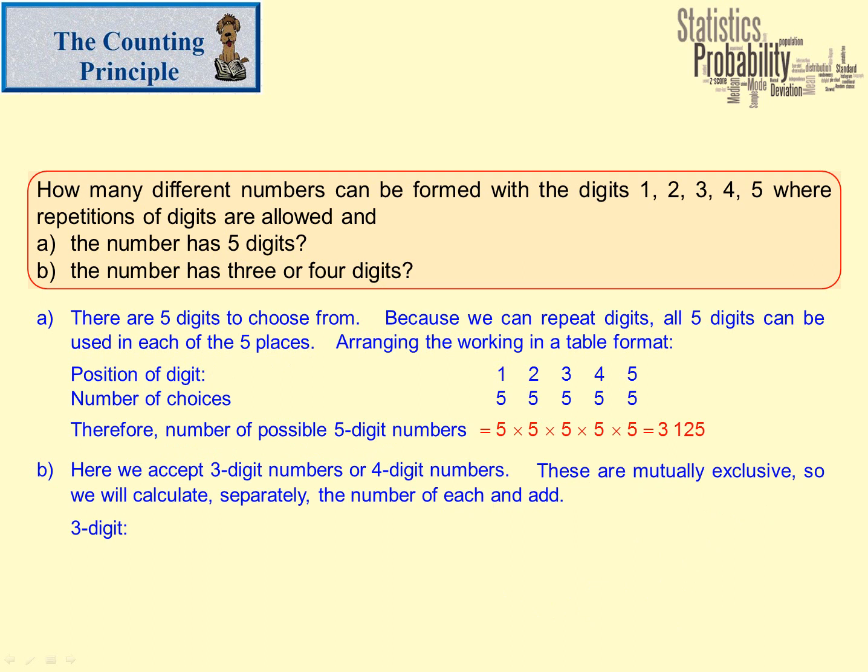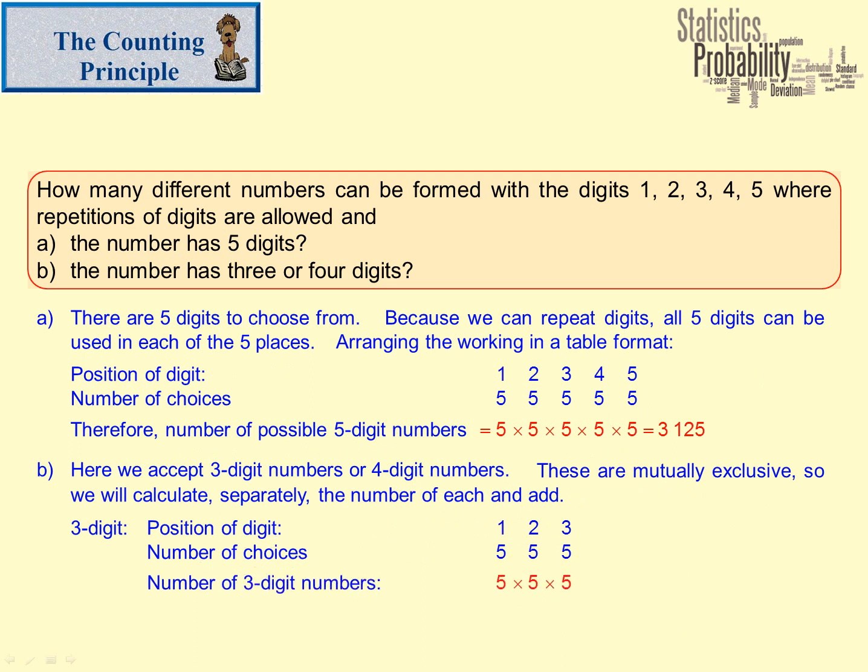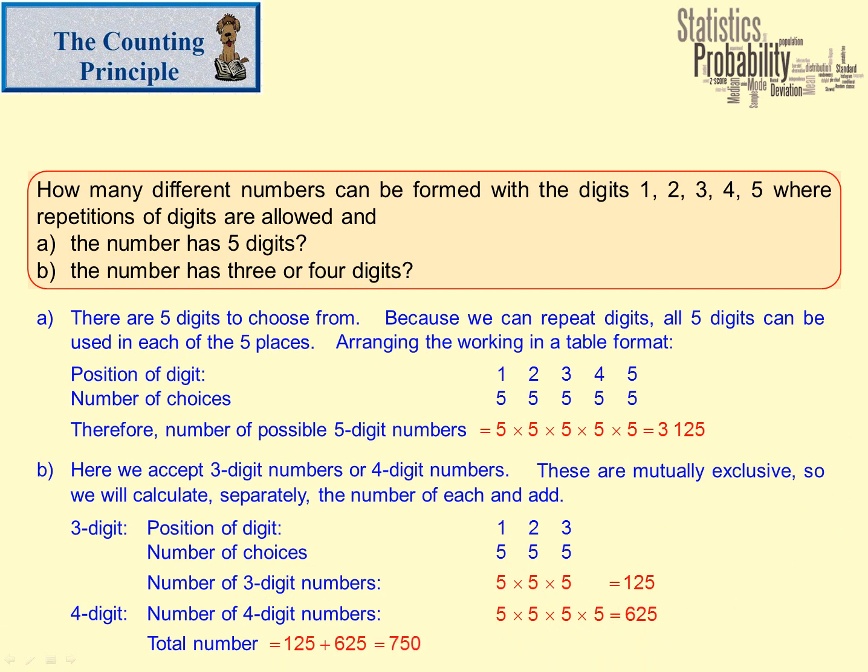3-digit. Let's set up the table. 3 positions, 5, 5, 5 options. With a 4-digit, 5, 5, 5, 5 options. Now, being mutually exclusive, one or the other, we can add them all together. So therefore 750 objects in total. 750 numbers. 3 or 4 digit numbers.